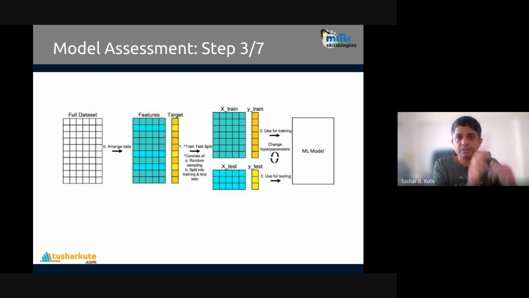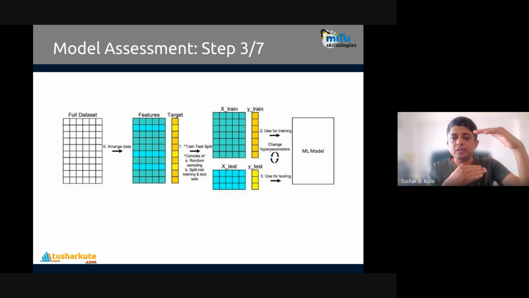We have the full dataset with us. Then from this data, we extract the features. Features mean input data and target means output data. A model assumes that there is a common relationship present between features and target. Then we split our data into two parts, training and testing. Features means X and target is Y. And then we split into training and testing.